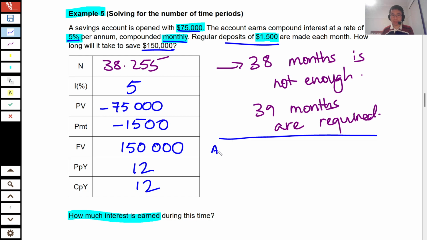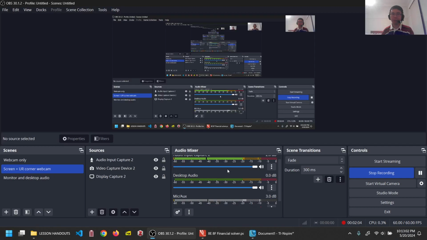After 39 months, we find the following. Previously we found that if we used these blue numbers and solved for the number of payments, 38 was not enough. We needed 39. We can't make part of a payment, so after 39 payments or deposits into the bank account, we can calculate the future value as follows.